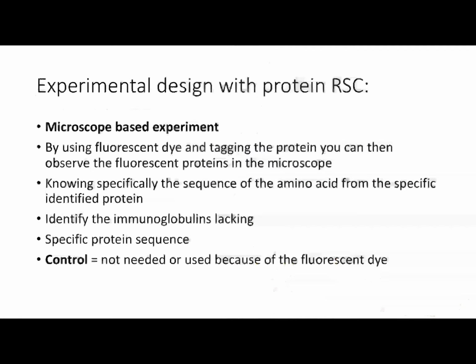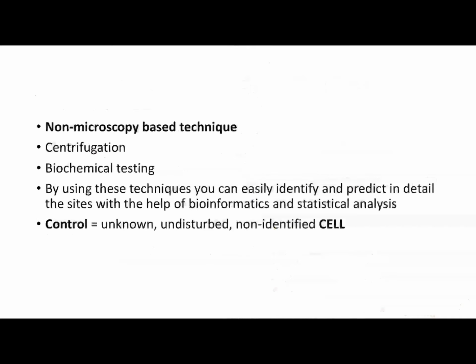Not only will it specify the proteins and the sequences, but you can see the immunoglobulins lacking, and you can see the specific protein sequence. A control would not be needed because you have the entire help of the fluorescent dye helping you out. With the fluorescent dye, you can see everything. You can identify sequences, proteins, and more.